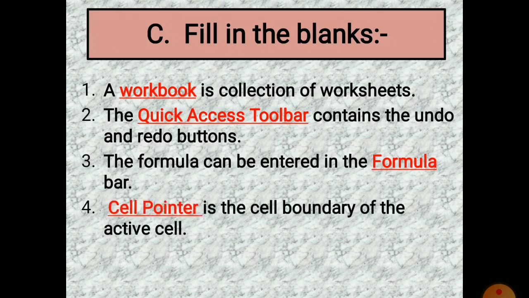Number 4, dash is the cell boundary of the active cell. Student, whatever cell will be active, that cell boundary is known as cell pointer. Okay, so cell pointer is the cell boundary of the active cell, and you know that which cell is active, that boundary will be highlighted and that particular cell name will display in the name box. Okay, cell address of that cell will display in the name box.